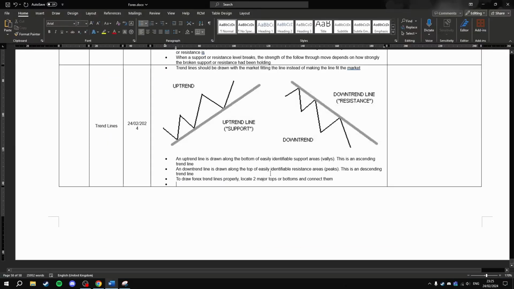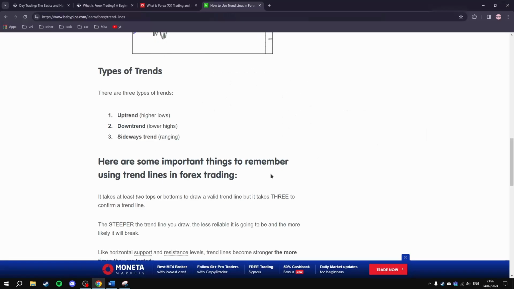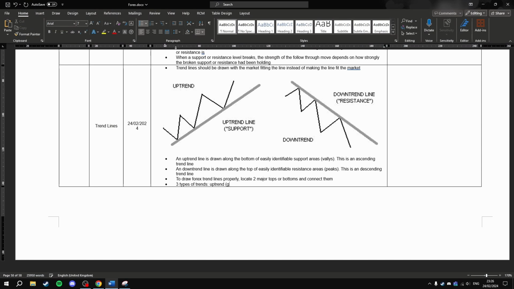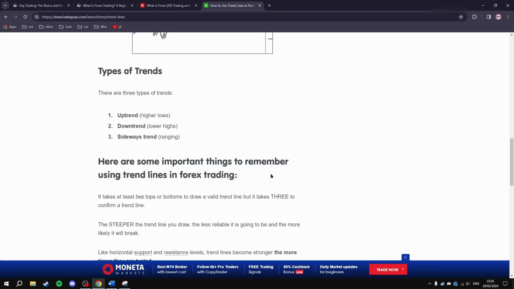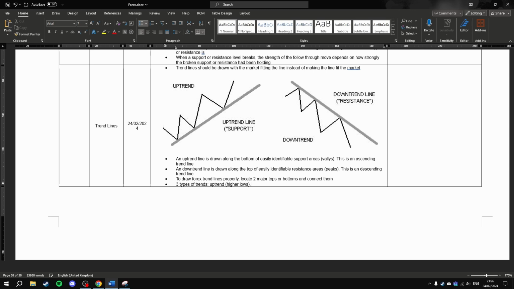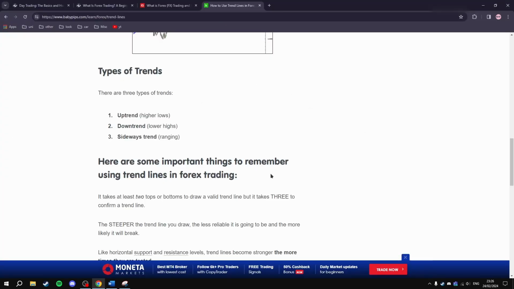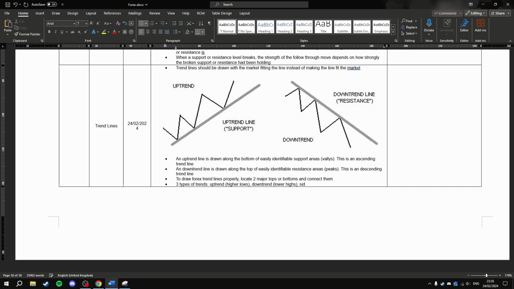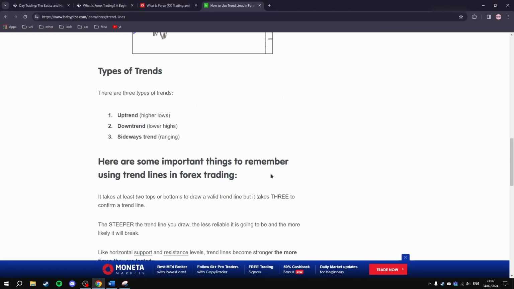So there are three types of trends. Uptrend, also known as higher lows. Downtrend, also known as lower highs. And sideways trend, ranging, because it's in between two boundaries, I'm assuming.